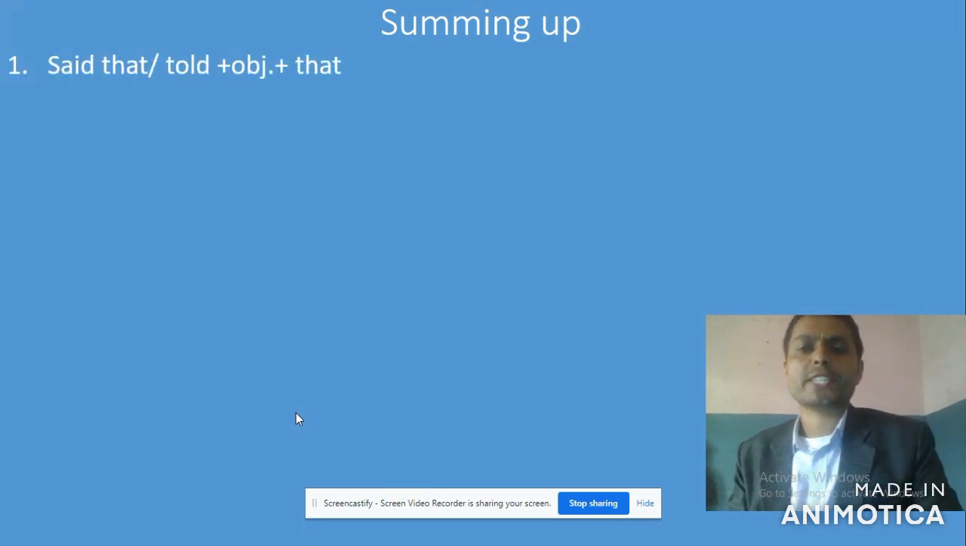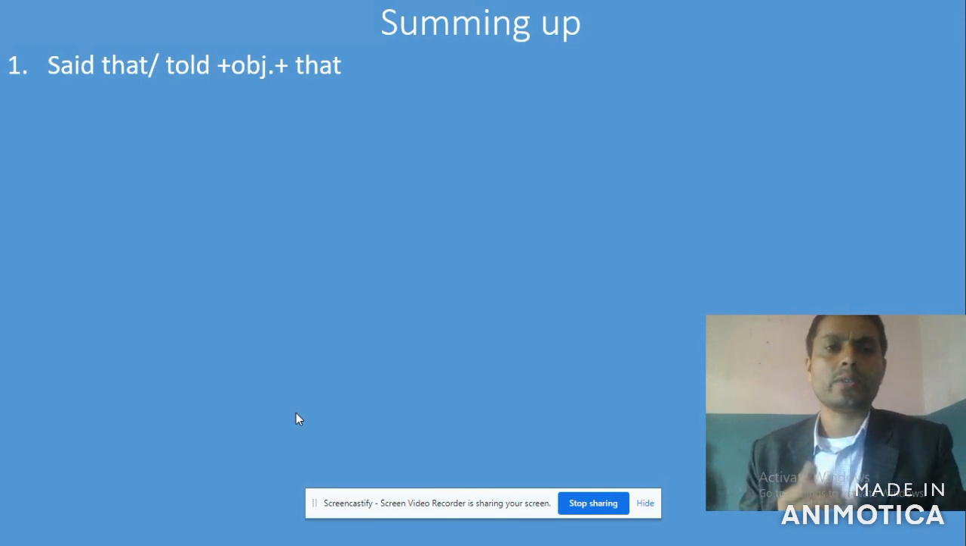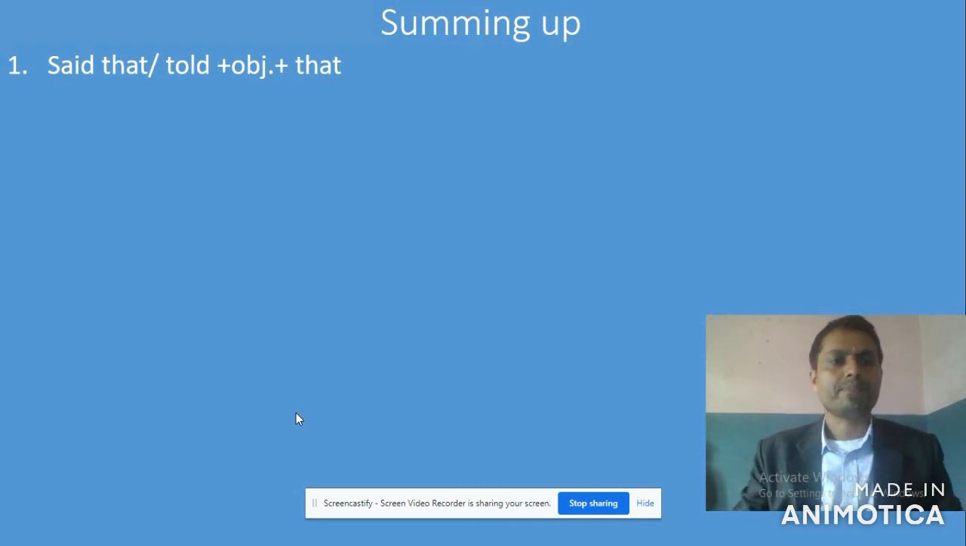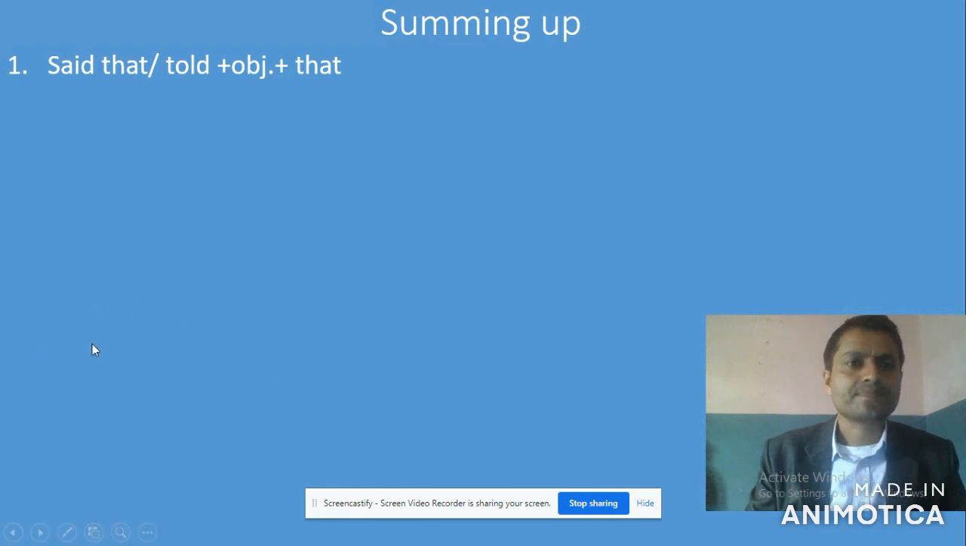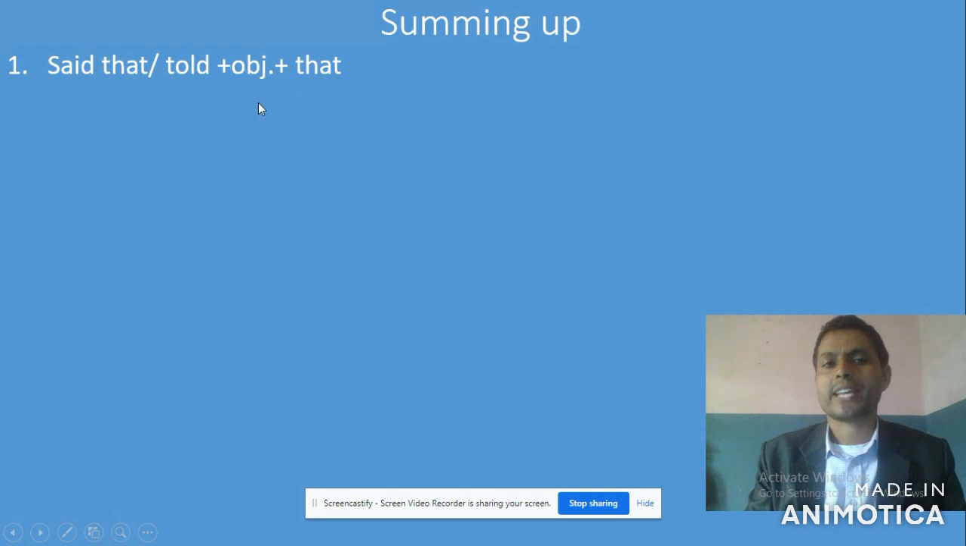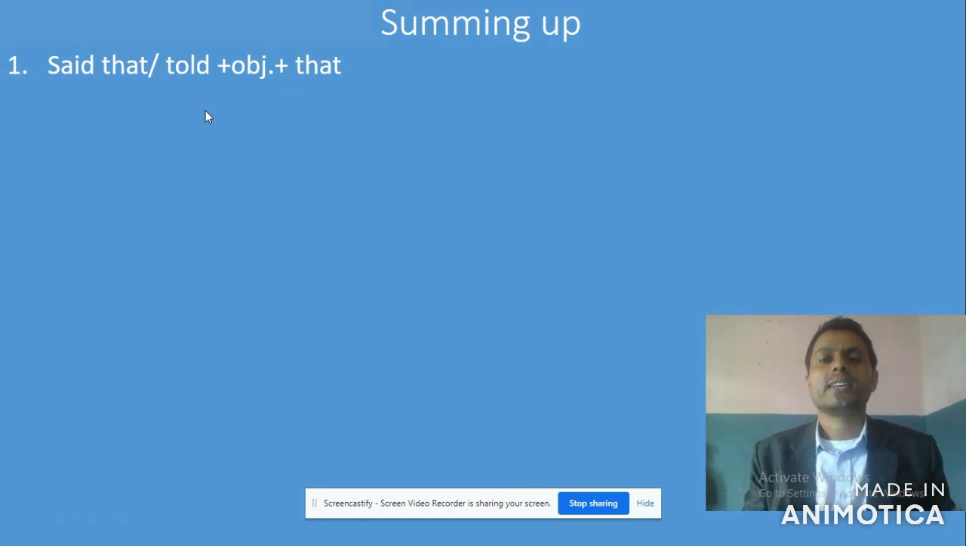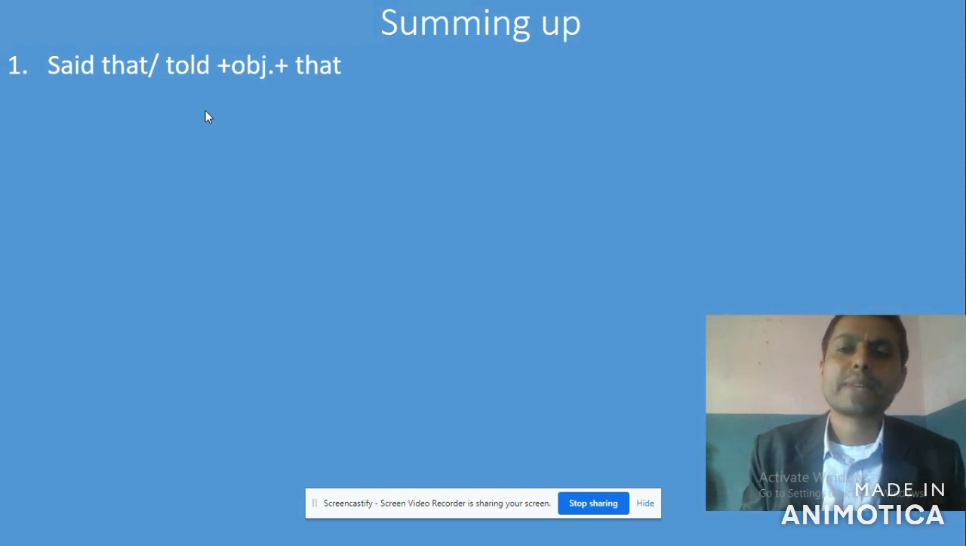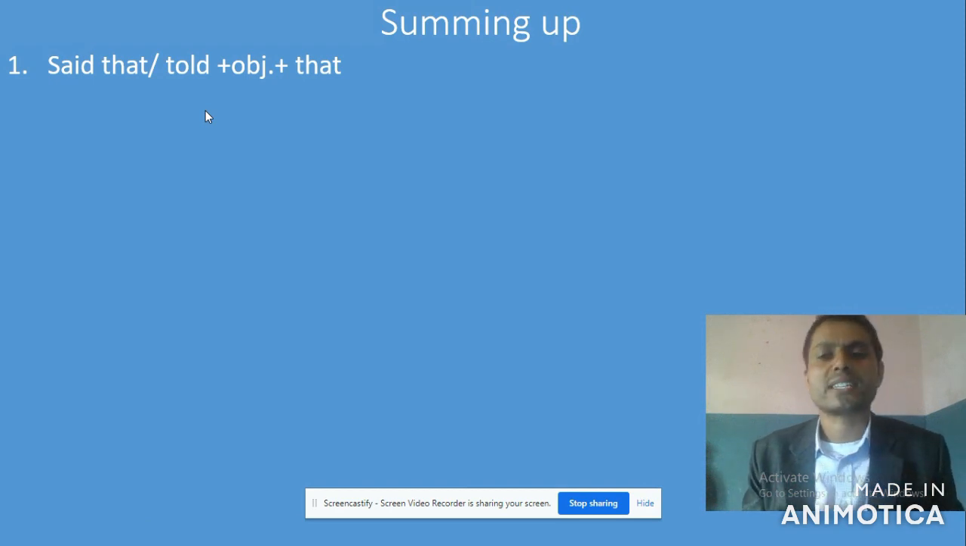Number one, please note it down in your English grammar copy. If you have this note with you while doing exercises, it will be really very helpful for you, my dear student. Number one, "said that" or "told" plus object plus "that" is what you have to write when you change from direct to indirect speech, if it is an assertive sentence. Today I'm teaching you only how to change from direct to indirect for the statement type, the assertive type of sentence.